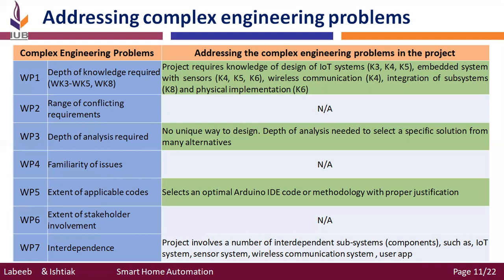In WP7, the interdependence. The project involves a number of interdependent subsystems and components such as the IoT system, sensor system, wireless communication system, and user app.